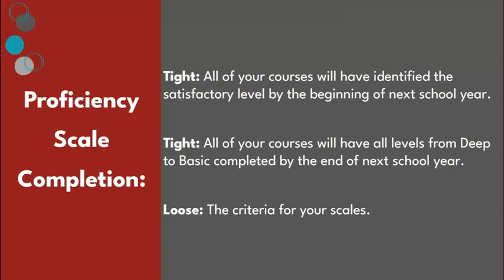One of the tights is that all of your courses will have identified the satisfactory level by the beginning of next school year. Another tight is that all of your courses will have all the levels developed from deep to basic completed by the end of next school year. And the loose is the criteria that you add to your scales. You'll have time to work on these today, and if you need more time next year, a good option for completing these would be during your 3 collaboration and application of learning days.